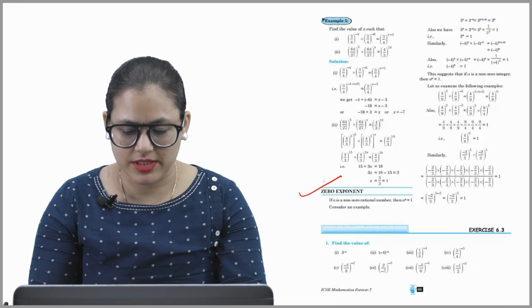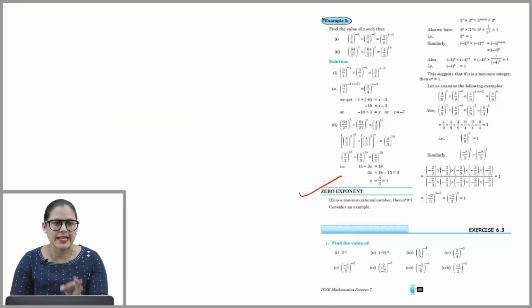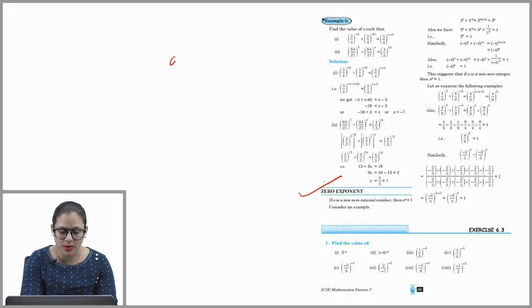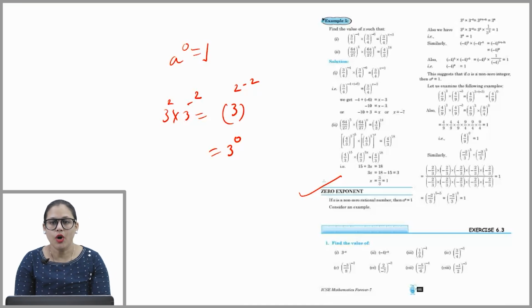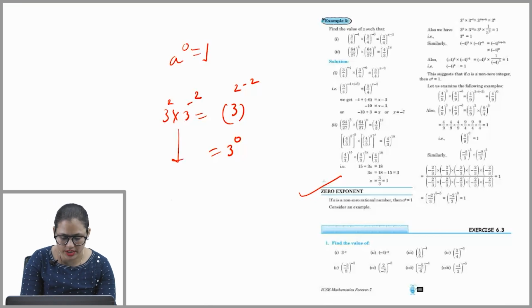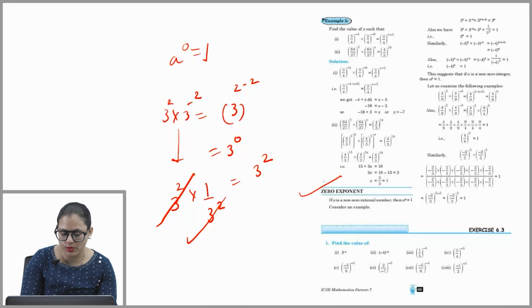Next, zero exponent. If a is a non-zero rational number, then a raised to the power 0 is equal to 1. Consider an example: 3 raised to the power 2 into 3 raised to the power minus 2. So we will write it as 3 raised to the power 2 minus 2. So we will get 3 raised to the power 0. Or you can also write it like 3 raised to the power 2 into 1 by 3 raised to the power 2. The 3 raised to the power 2 cancel, and we get the answer 1. That is why 3 raised to the power 0 is equal to 1.